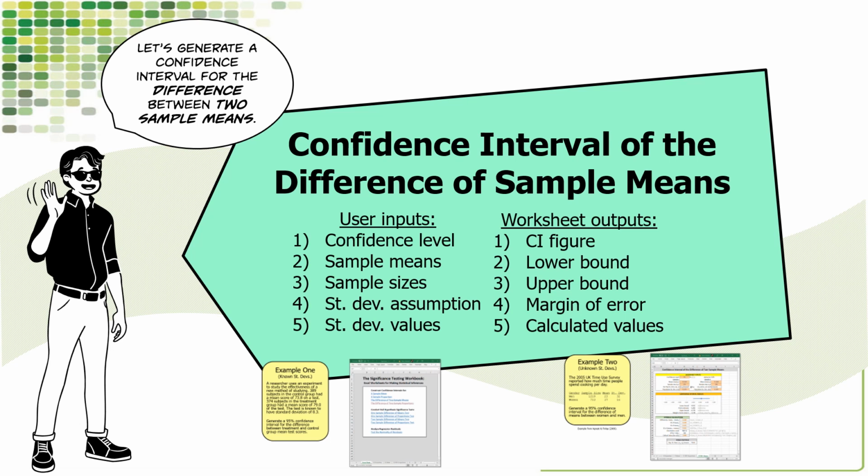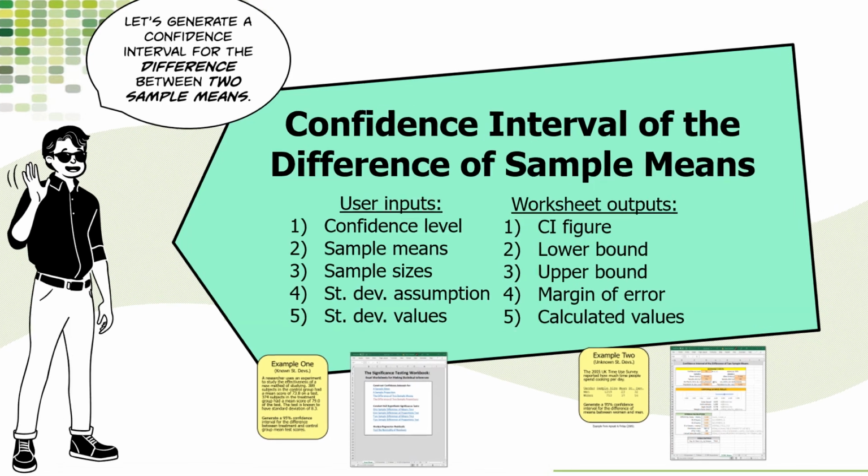After you enter this information, the worksheet shows you the confidence interval on a graph, reports its lower and upper bounds, gives you the margin of error, and shows you how it calculated all of these values. To see how it's done, let's work through a couple of examples.